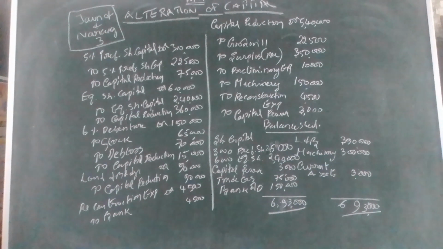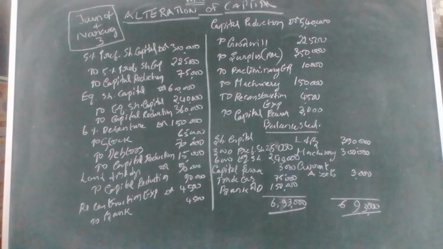Then fictitious assets and intangible assets are eliminated. What is the meaning of that? It is fully wiped off and written off. And land and building appreciated by 30%. Existing value of land and building, which was 3 lakhs, plus 30%. So 90,000 is added, making 3 lakh 90,000.